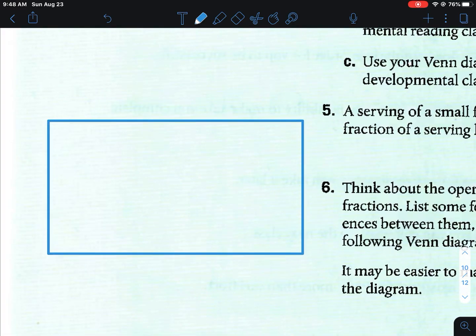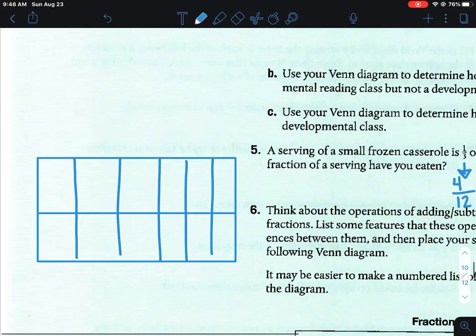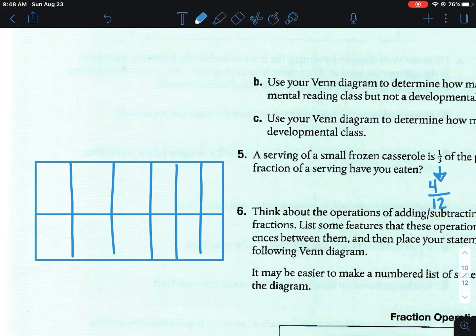So we've got 1, 2, 3, 4, 5, 6, and 12. Okay, it's not totally proportional, but that's okay. So one serving of this entire casserole pan is 4 little sections here. So this is one serving, even though it's totally not proportional and it looks almost like half, but that's okay.